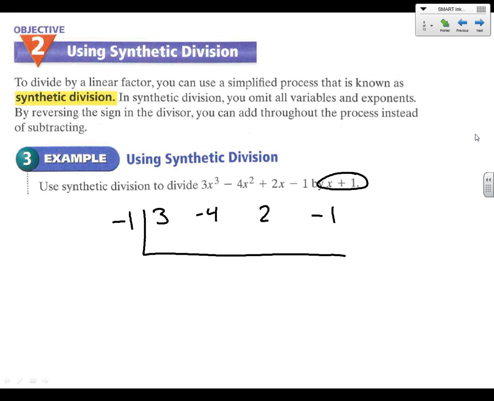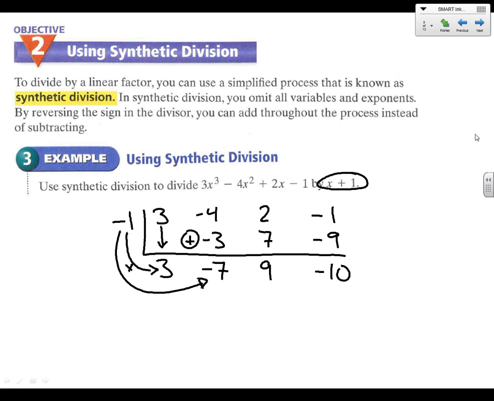All right, here's how it works. I'm going to take the 3 and make it go straight down. I'm going to times negative 1 times 3 and put it right here. That's negative 3. I'm going to add straight down and get negative 7. Then I'm going to multiply again. Negative 1 times negative 7 is 7. Add straight down is 9. Negative 1 times 9 is negative 9. Add straight down, we get negative 10.